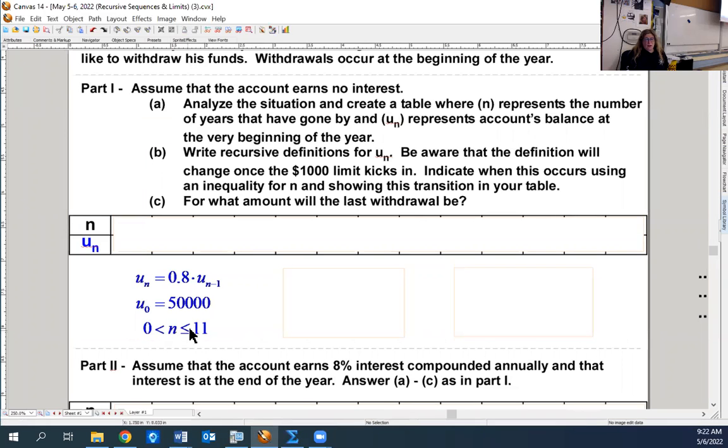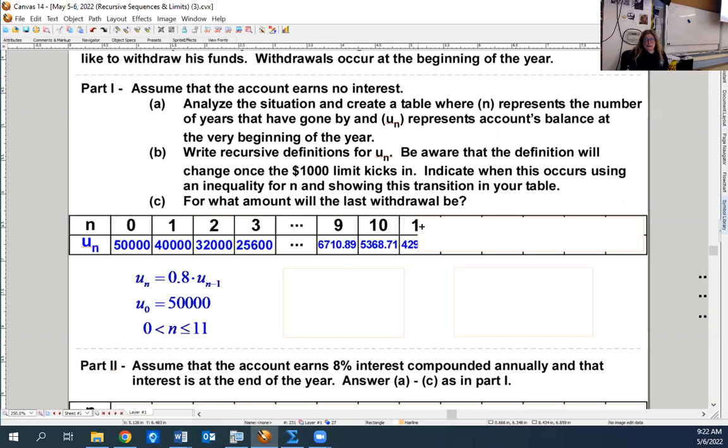So between 0 and 11, I'm going to use my 80%. I mean, sorry, 20%. And then eventually it's going to get below 5,000. Now mine said 4295, so I just used that. Okay, guys, what happens after it gets below 5,000? What am I going to do now?